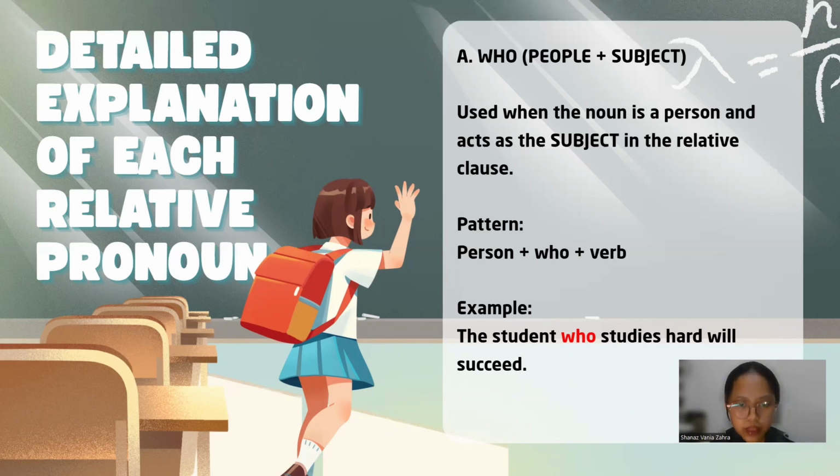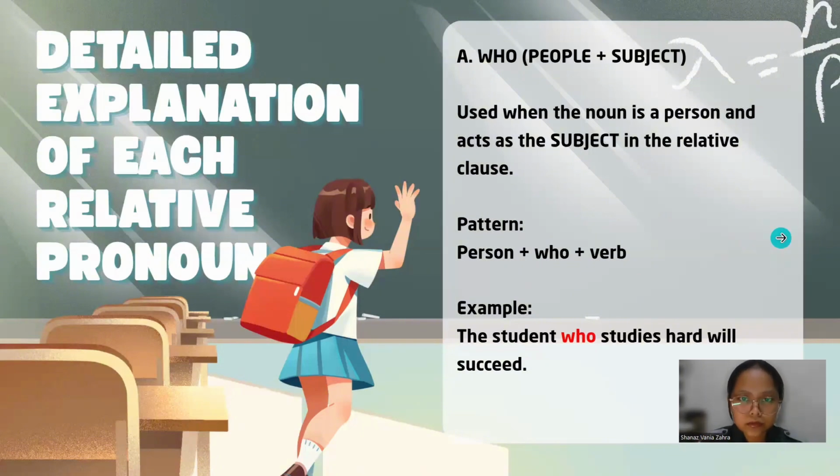And in this example, the student who studies hard will succeed. The student is the person being described, and "who studies hard" gives extra information about that student. Here, who is the subject of the verb studies, so it cannot be omitted. If we remove who, the sentence becomes incorrect because the verb studies has no subject. That is why who cannot be omitted when it functions as the subject in an adjective clause. All right.